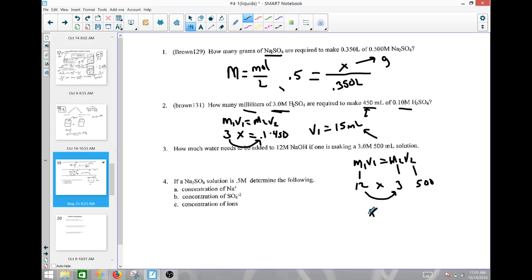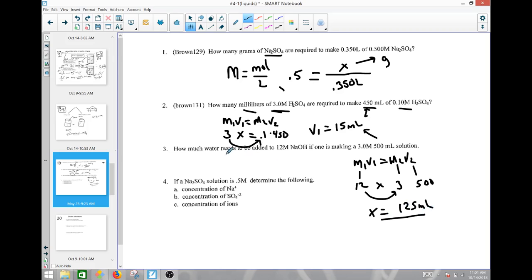3 times 500 is 1500, divided by 12 equals 125. So ask yourself, did that proportion make sense? 125 milliliters. Okay, and of course this is V1. How much you start with?